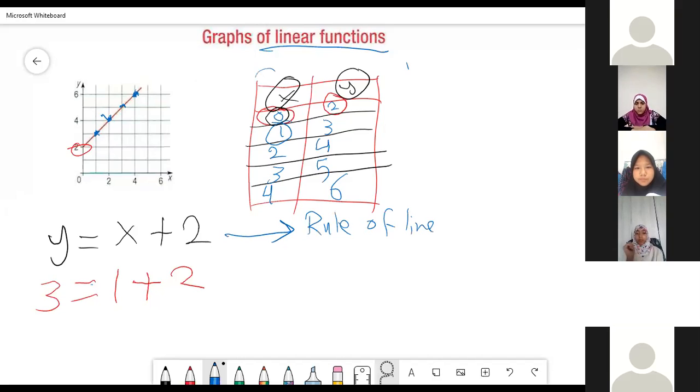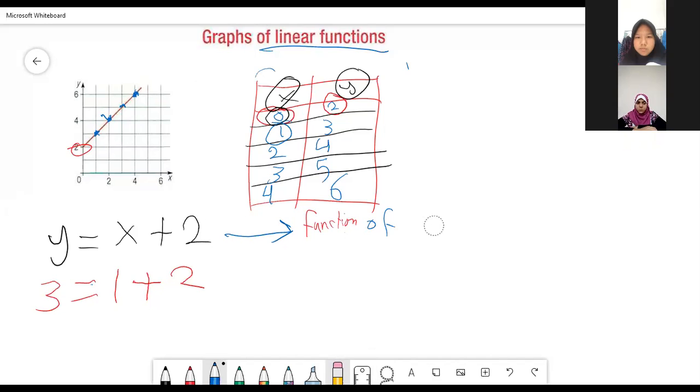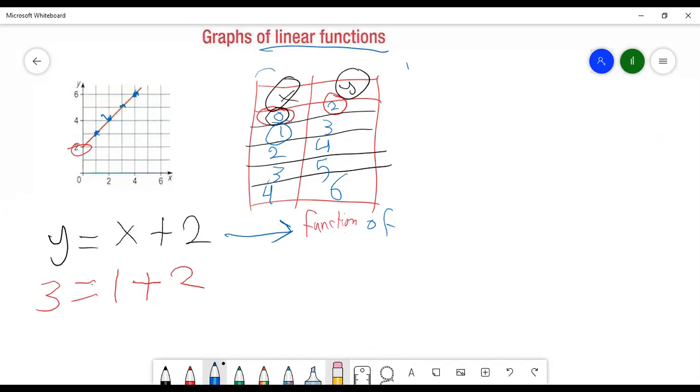So we say this is the function of the line. Function of a straight line, not just any line, for a straight line, guys. Okay? So this is the function of a straight line. In general, let's not talk about it yet.